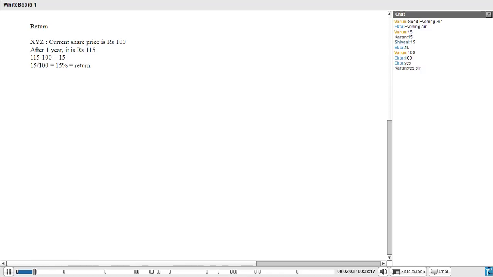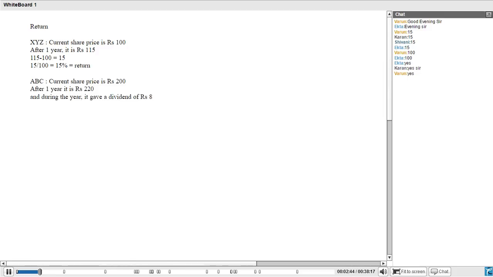Okay. Let's look at another example. Suppose there is a company ABC and its current share price is rupees 200. After 1 year, its share price is say rupees 220, and during the year it gave a dividend of rupees 8. So what would be the return in this case?